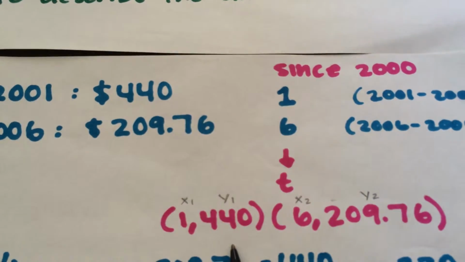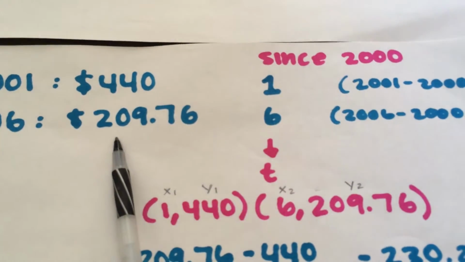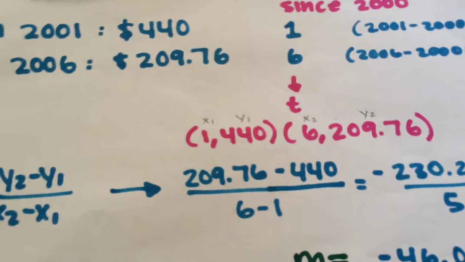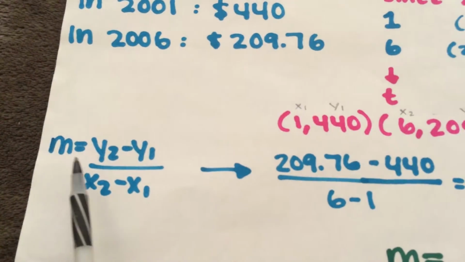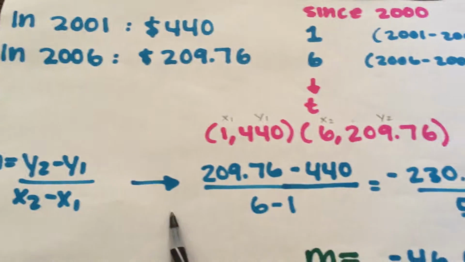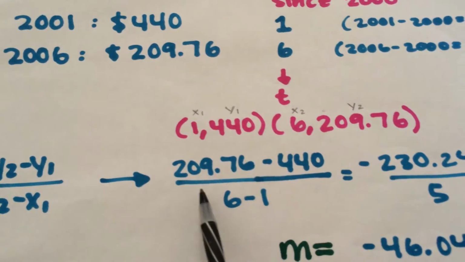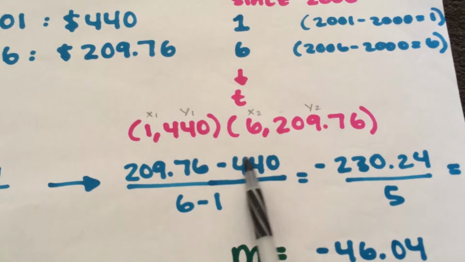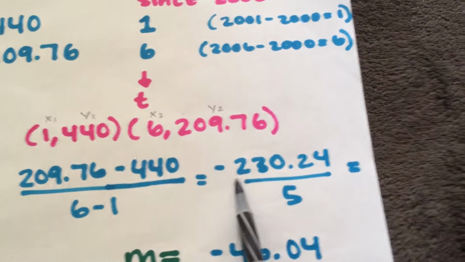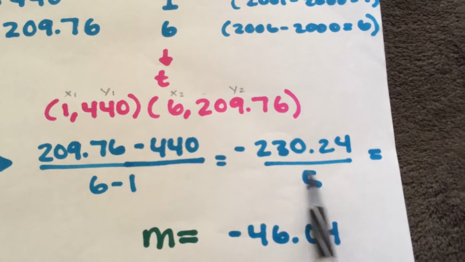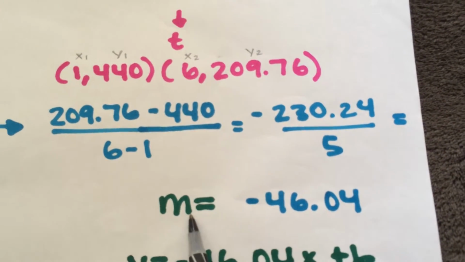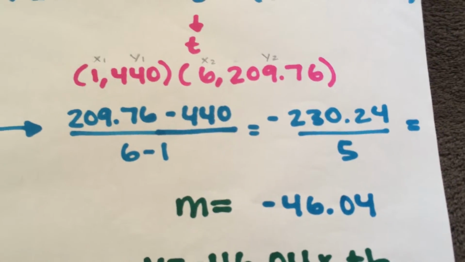1, 440 for the first point, and 6, 209.76 for the second point. Now we need to find the slope. So the slope is m equals y2 minus y1 over x2 minus x1. So we plug this in together. I labeled my points. This will be 209.76 minus 440 all over 6 minus 1. So this equals negative 230.24 divided by 5, which equals negative 46.04. That's the slope. m equals negative 46.04.